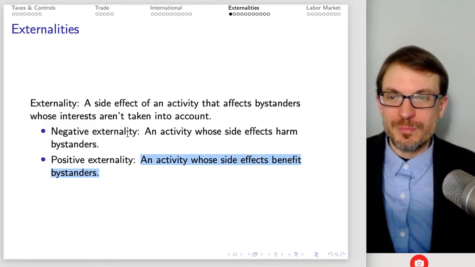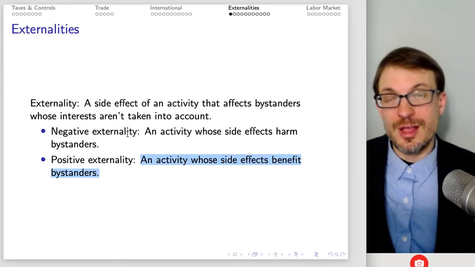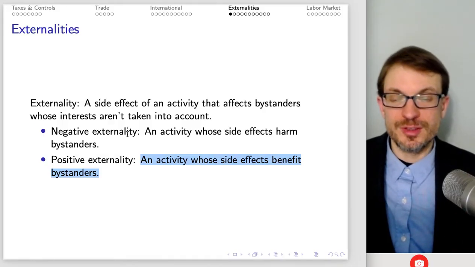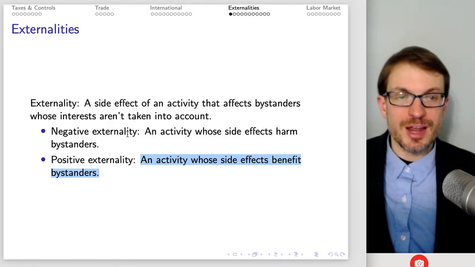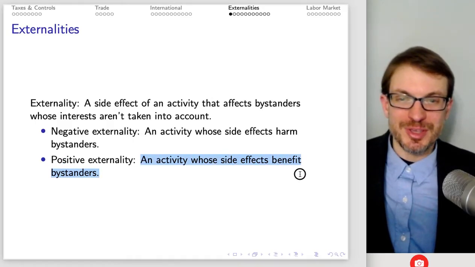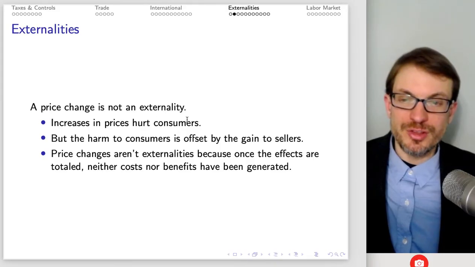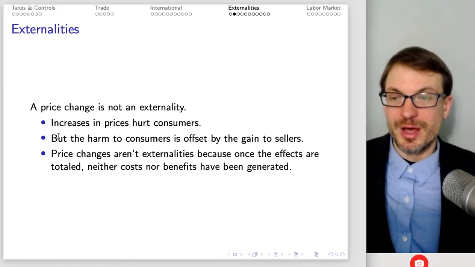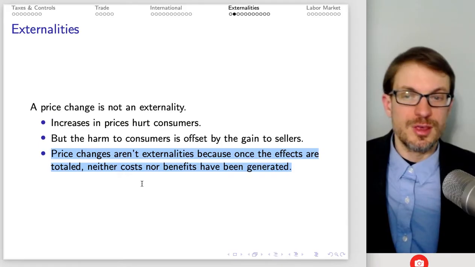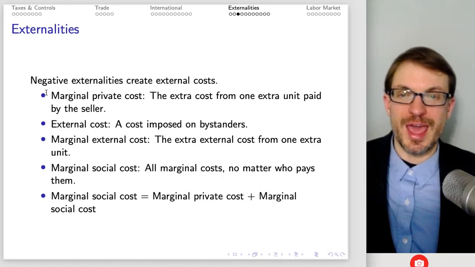There are still benefits and costs. Maybe the smoker ends up having negative health effects. Those are not externalities. Those might be unintended health consequences; we call those direct harms. In order to have a negative externality, it's got to be something bad that happens to somebody else, a bystander. For a positive externality, it's got to be something good that happens to somebody else. Price changes are also not an externality. An increase in price hurts consumers, and it's probably unintended, but the harm to consumers is offset by gains to sellers. Once the effects are totaled, no cost nor benefit is generated.